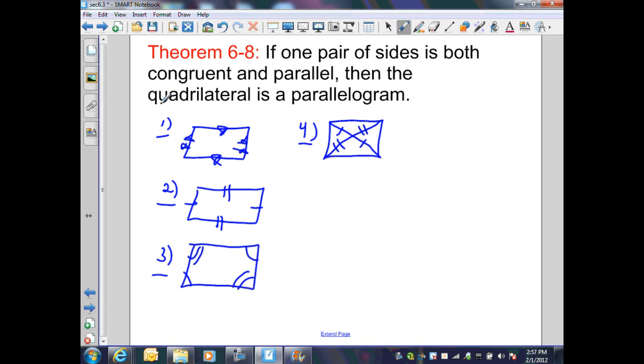This one adds a little bit different look to it. And that is if I can prove one pair of sides is both congruent and parallel. If this occurs, then this is also a parallelogram. We need to keep these in mind when solving the problems in this section, and also when doing proofs of proving a quadrilateral is a parallelogram.